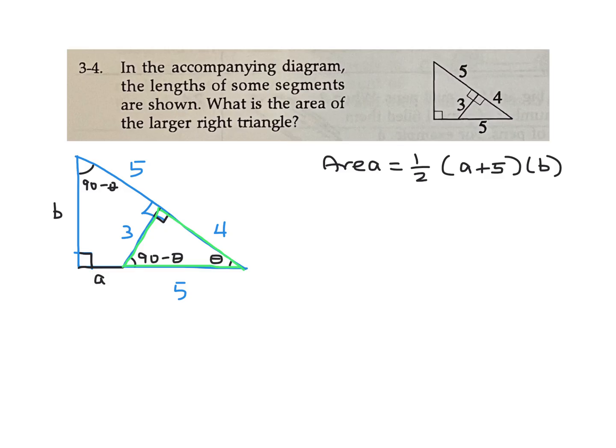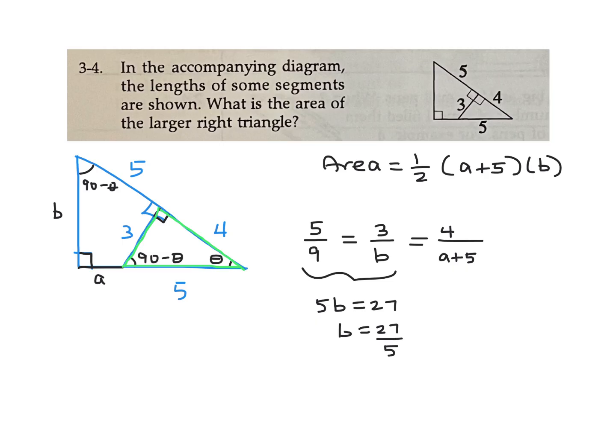We get, let's see here, 5/9, so the hypotenuse of the smaller one over the hypotenuse of the big one would be the same as 3/b, because that's the side that is the 90 minus theta side. And then the other sides, which would be 4 and A plus 5. So that's using similar triangles. So with this, we would get 5b is equal to 27. So therefore, b is 27 over 5. So that's pretty straightforward there.